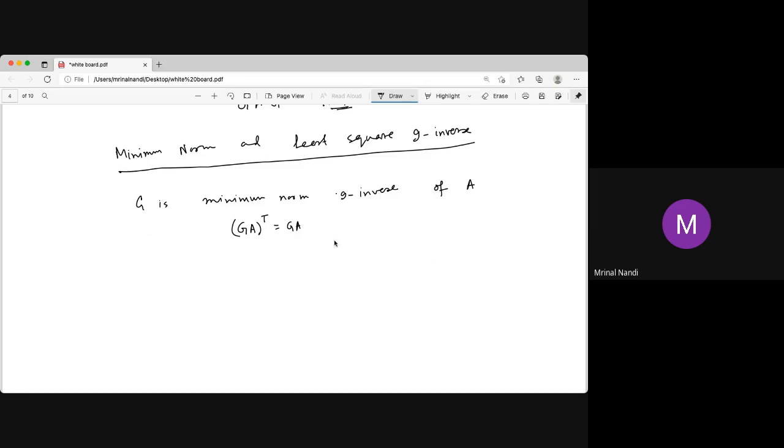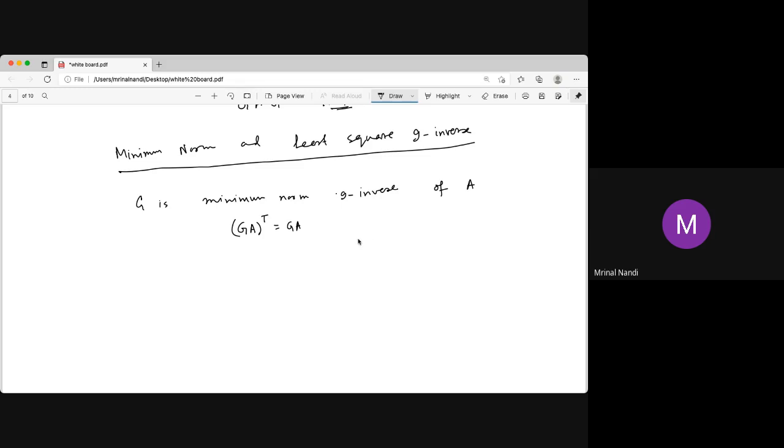Now, why do we take such a thing? That needs some results, some theorems. Why is it important, and what is the utility of this? If GA is a symmetric matrix, that means GA transpose equals GA, then we call it minimum norm. But why the name minimum norm? It is just a symmetric thing, so we might call it symmetric G inverse, but we are calling it minimum norm. We need a result to justify this name.